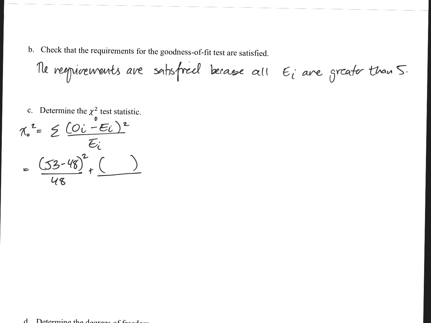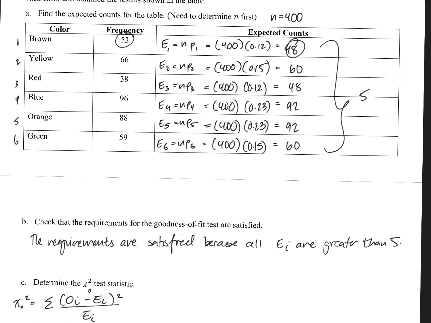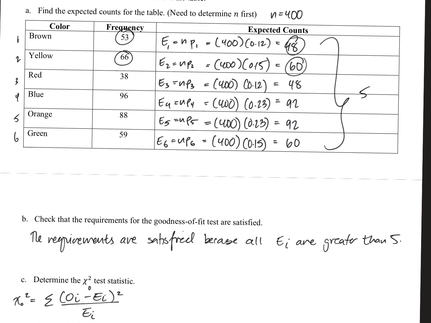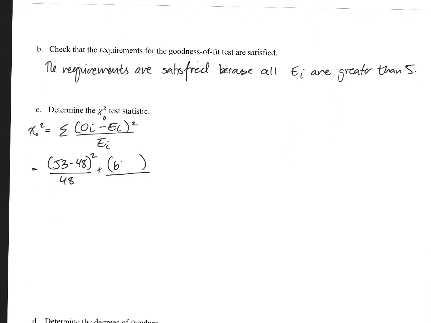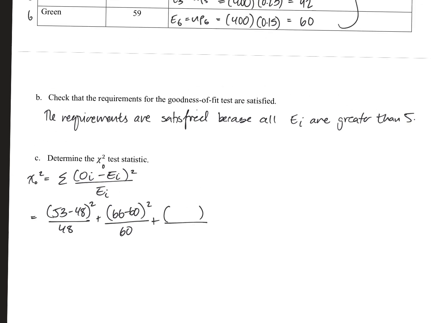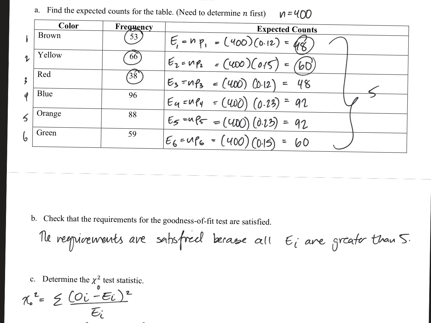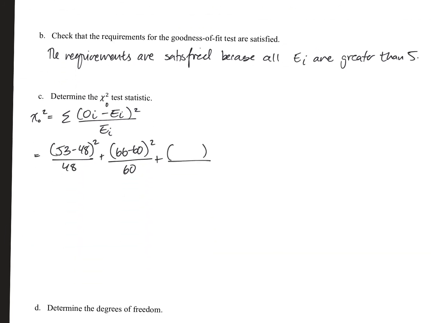Now the next pair we're looking at is 66 minus 60, and then we'll divide by the 60. Just squaring the top, not the whole thing. Next pair we have is 38 minus 48, divided by 48, squared, plus... go ahead and fill out the rest and check in with me in a second.